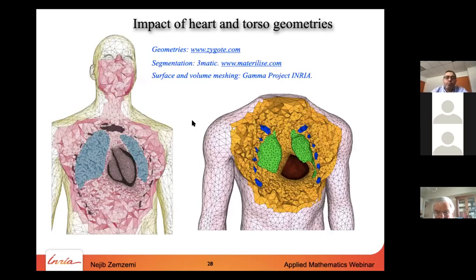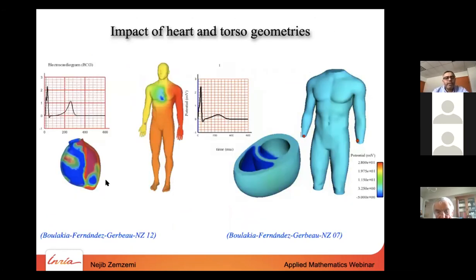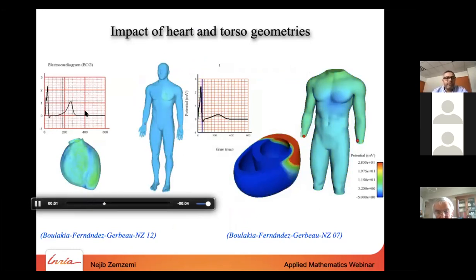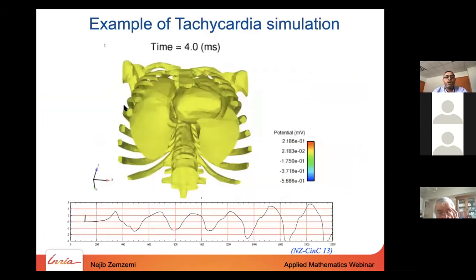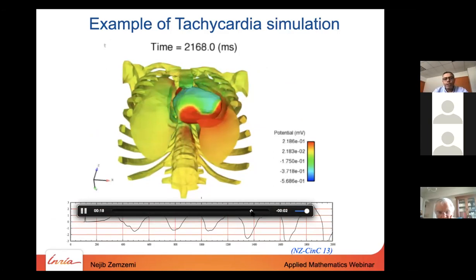Then you can also get more complex geometries, which are physically detailed geometries, and you can see the effect on the ECG here. For instance, the T wave is much better captured. You can also play with this model. That's why I told you in the beginning that we can make many simulations in order to make different pathological conditions. Here, for instance, you can see a tachycardia, like here, it's a spiral wave that is propagating and doesn't stop.